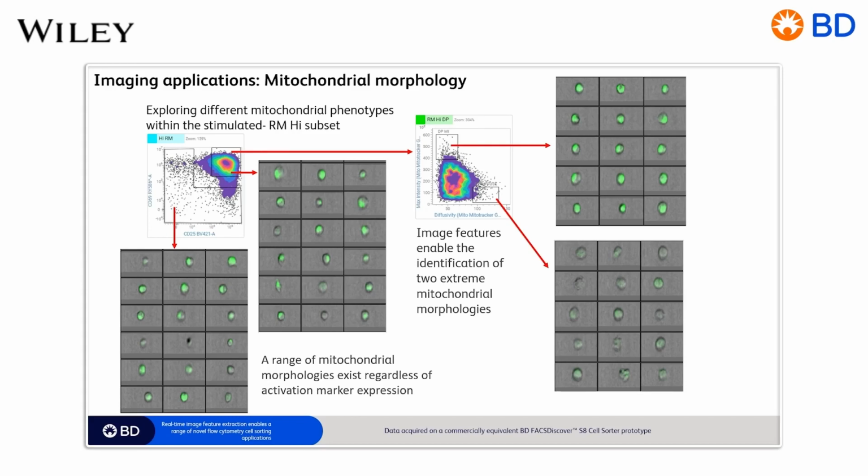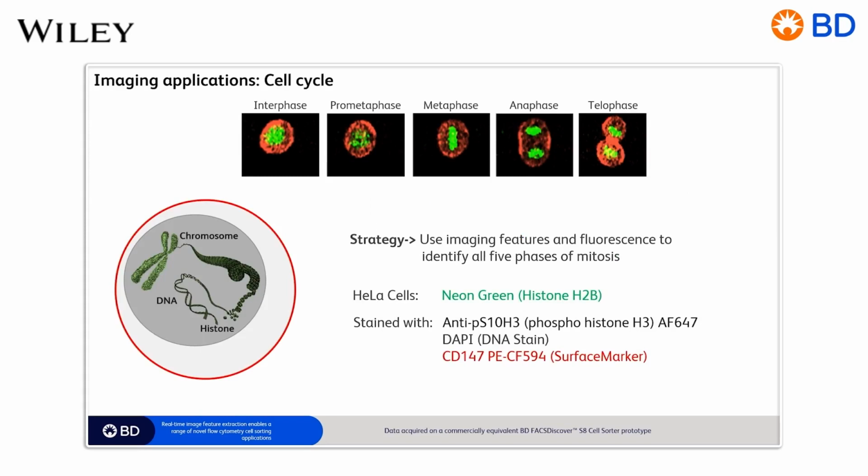I also wanted to talk a little bit about the cell cycle application. This was an application that we showcased in the Science paper, so I'm not going to go into much detail, but I think it's a really nice example of using several different imaging features and fluorescence features to identify these very visually striking populations.